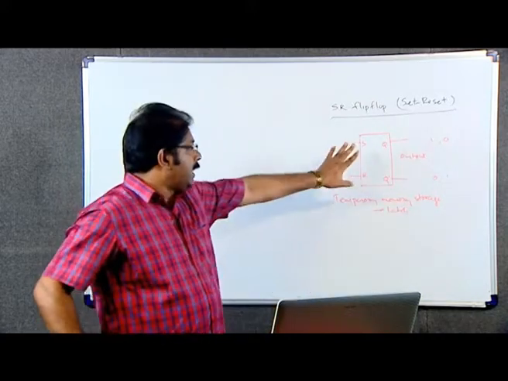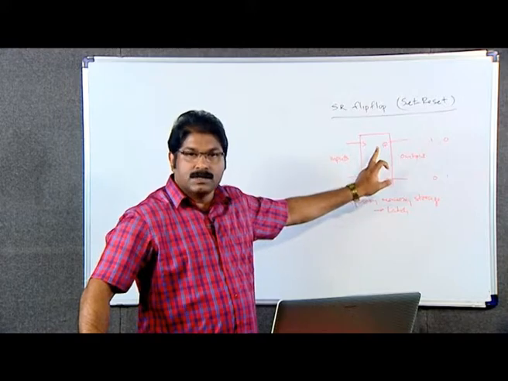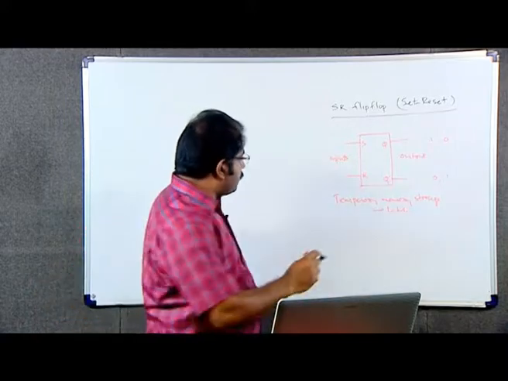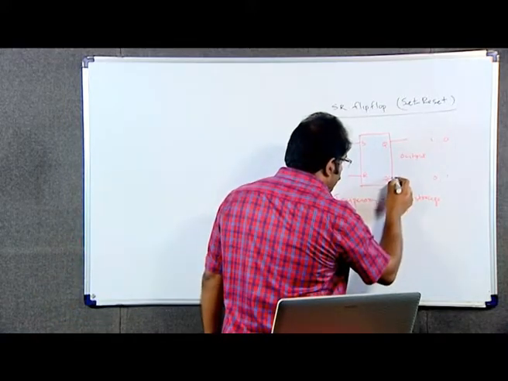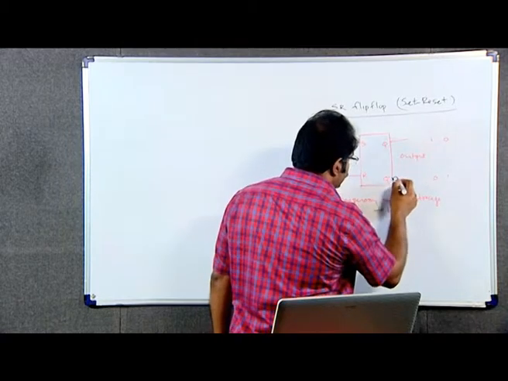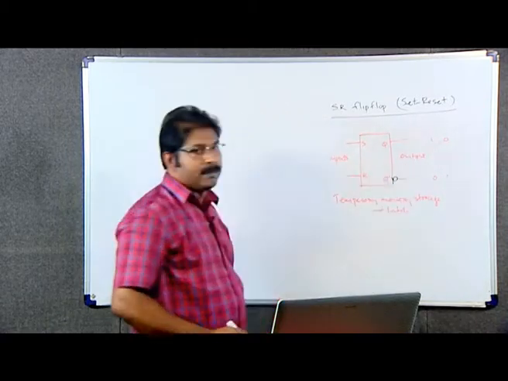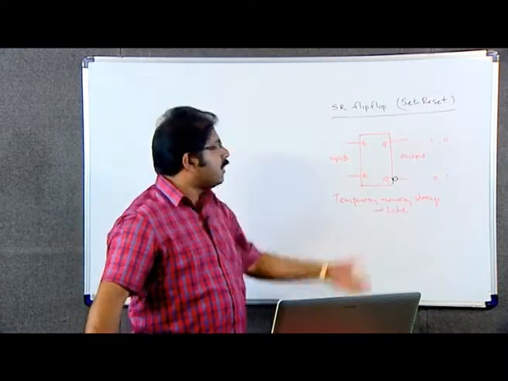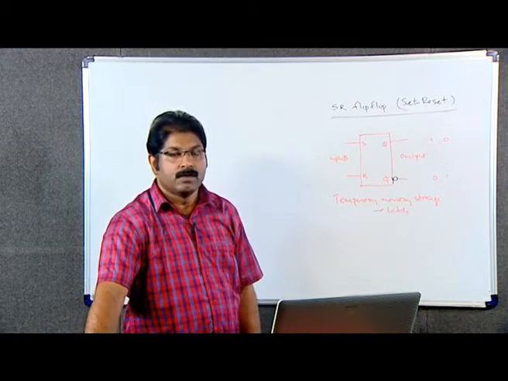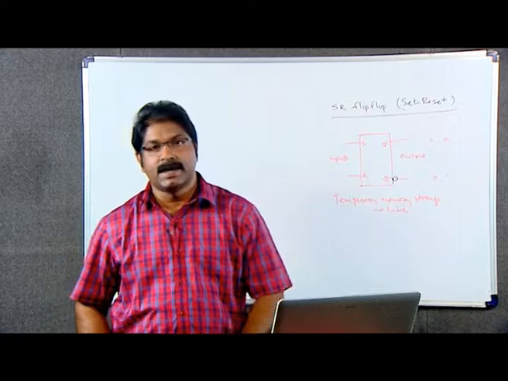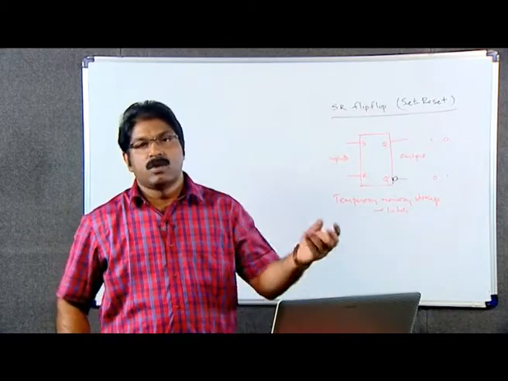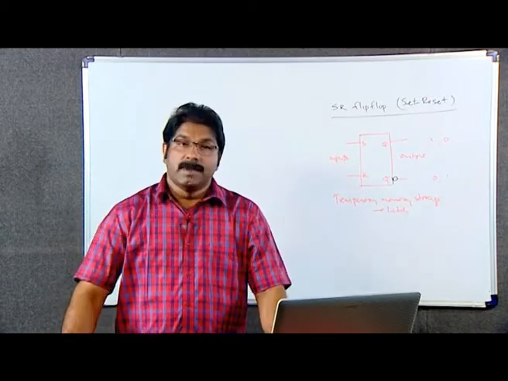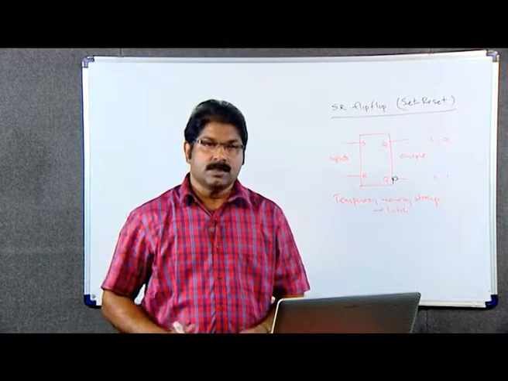Now, what you are seeing is actually the circuit symbol of SR flip-flop. You can put a small circle here, which denotes that this Q prime is a complement. Now, how do we make the SR flip-flop from the basic gates? Of course, the basic gates AND, OR, NOT, NOR, XOR are used to make flip-flops. How do we make an SR flip-flop from these gates?